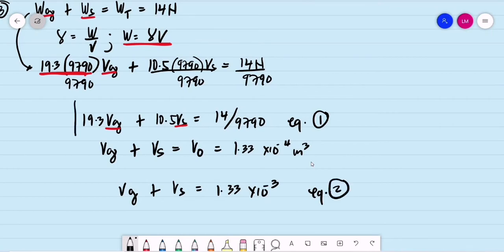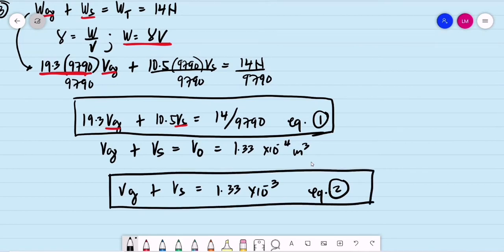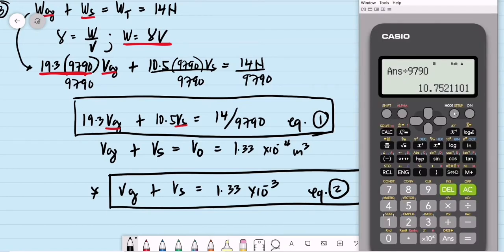So, two equations, two unknowns, ito yung una. Okay, in terms of the weight, nagkaroon tayo ng dalawang variable, volume ng gold tsaka volume ng silver. Yung pangalawa naman is in terms of the volume. Okay, so two equations, two unknowns, gagamit na lang tayo dito ng mode equation. So it's 19.3, 10.5 is equal to 14 divided by 9,790. Tapos, 1, 1, total volume is 1.33 times 10 raised to negative 4.